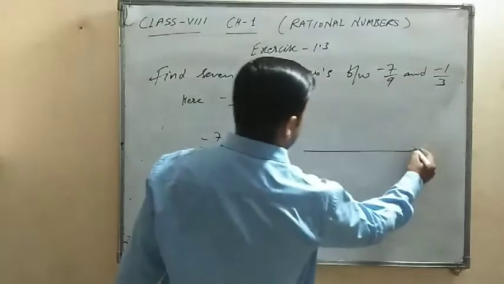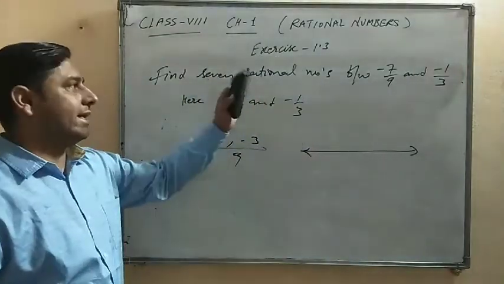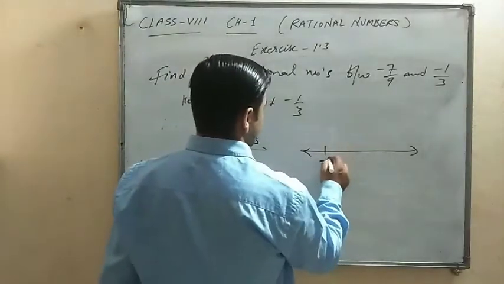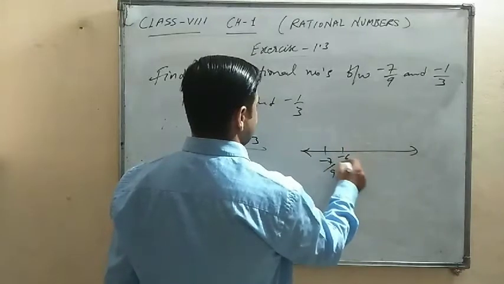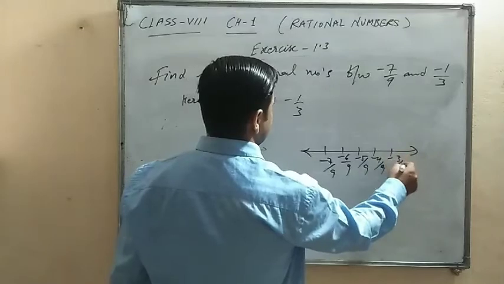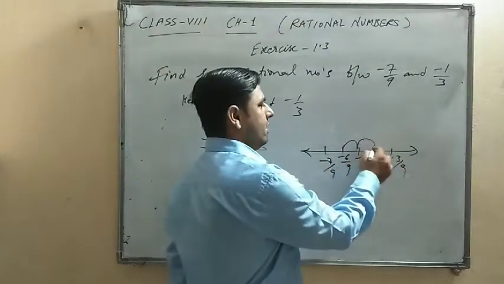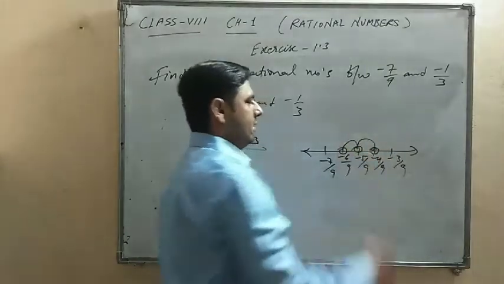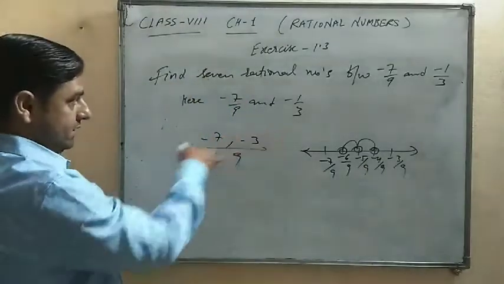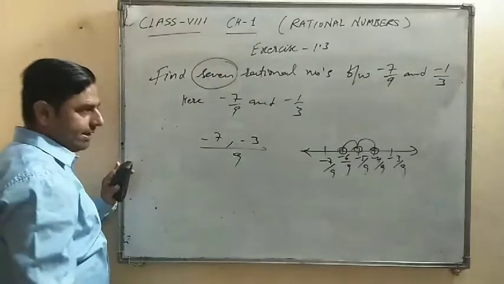So you can check on number line. With the help of number line you can solve so many rational numbers between two rational numbers. So here minus 7 by 9, minus 6 by 9, minus 5 by 9, minus 4 by 9, minus 3 by 9. Here you can check there are only 3 rational numbers lie between two rational numbers. Okay, but we have to require 7. So how can it is possible?